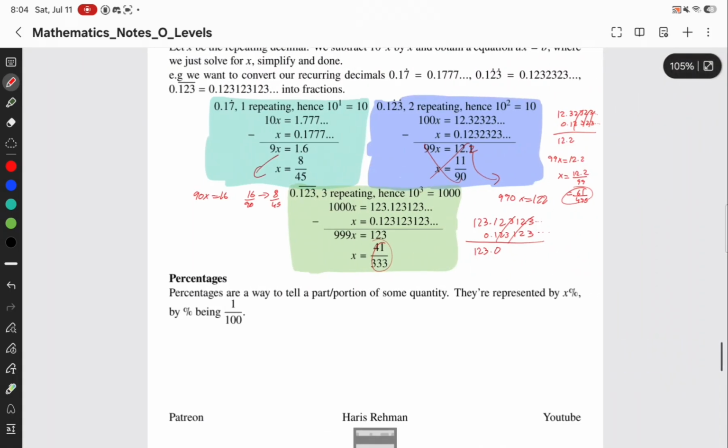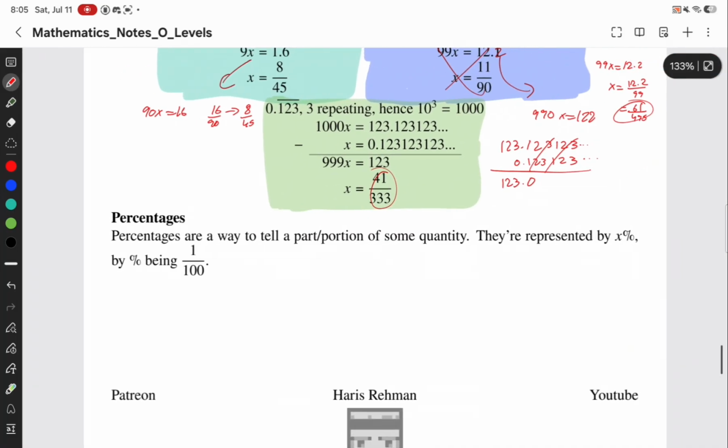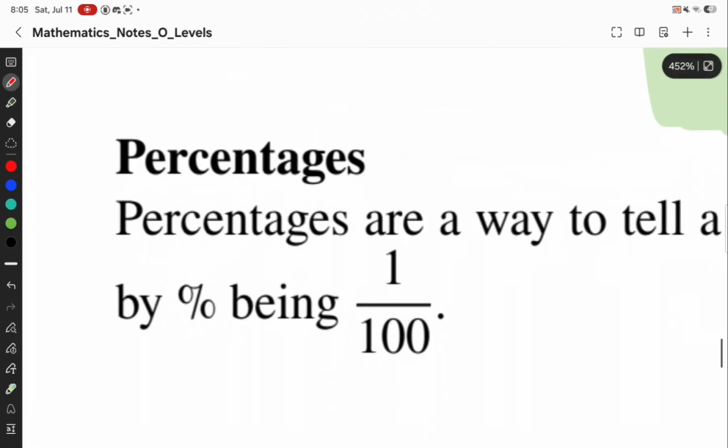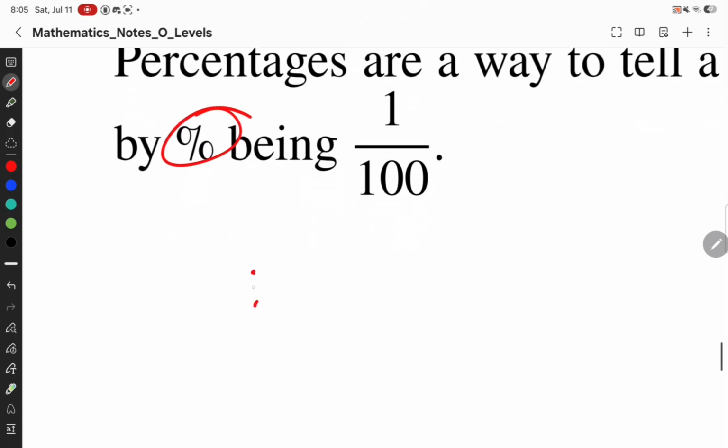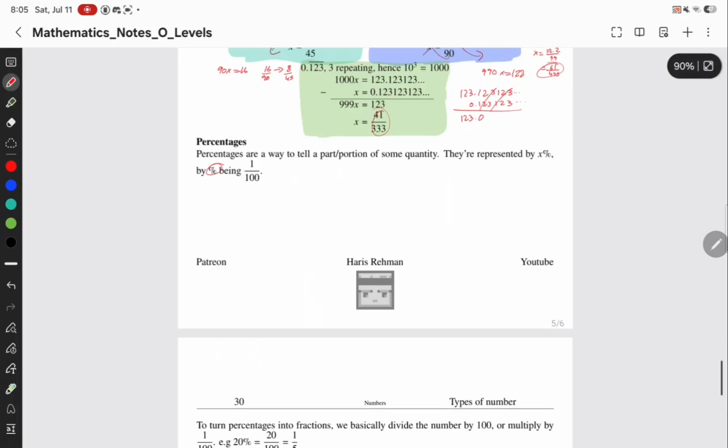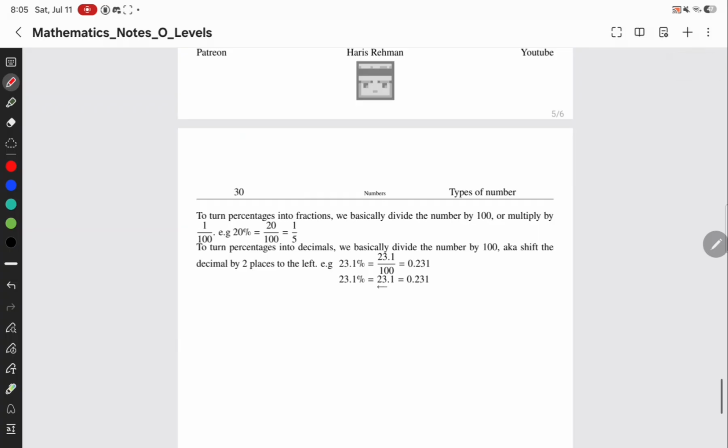For recurring decimals. Percentages. This is the final thing before ending the video. Percentages are a way to tell a part or portion of some quantity. They are represented by x%, a percent being 1 over 100. Percent means to divide by 100, or the multiplicative inverse of 100 is 1 over 100, the reciprocal of 100. 100 times 1 over 100, same thing. Okay, we'll revise this in fractions, percentages and decimals next video.